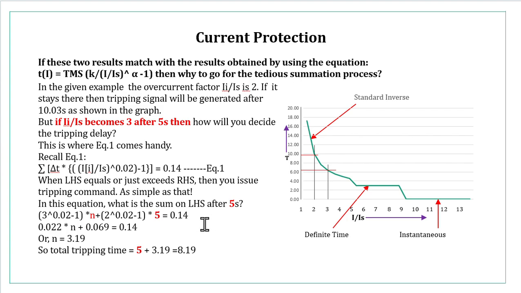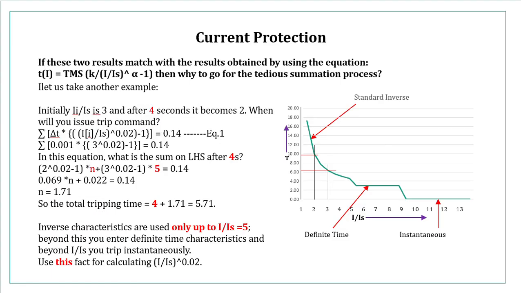So how much time it will take for this to, so that's the sum of these two quantities is 0.14. So this becomes 0.022 raised to the power multiplied by n. We want to find out n. So n is equal to 3.19. So total tripping time is equal to 8.19 seconds.